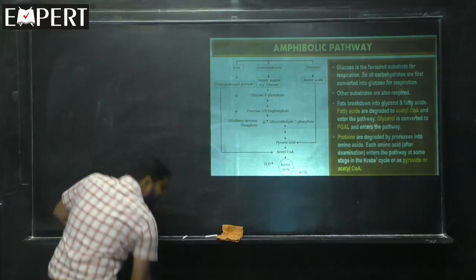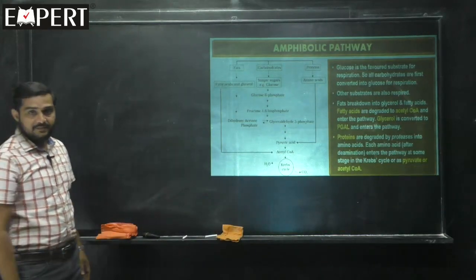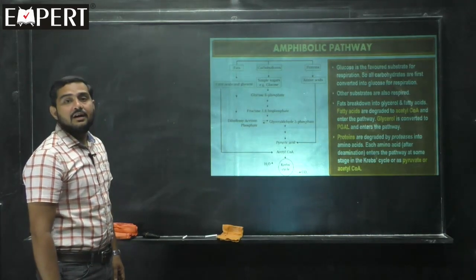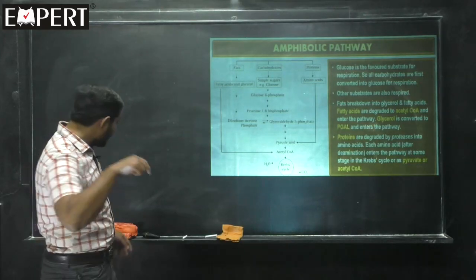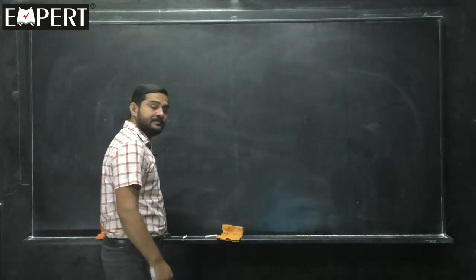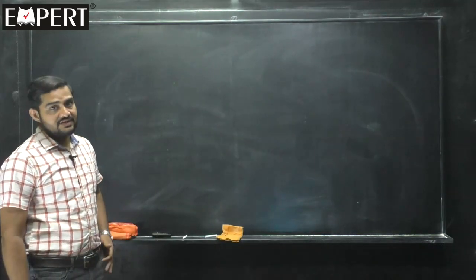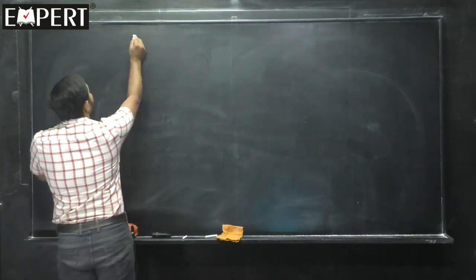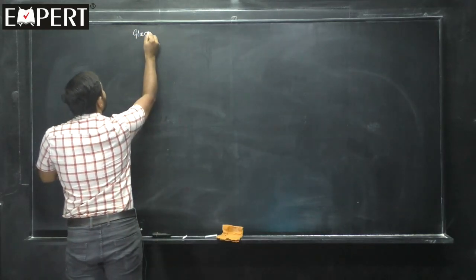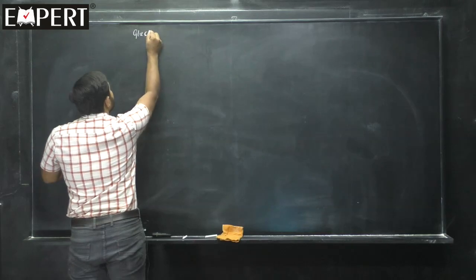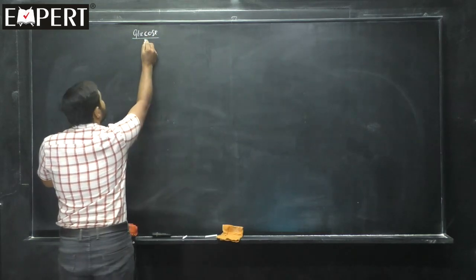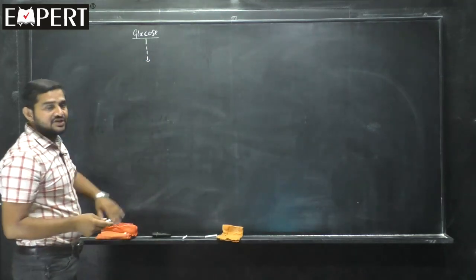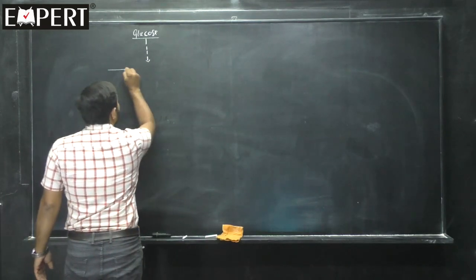Students, I will be heading forward to the next concept. The concept which I am going to discuss is called respiration as an amphibolic pathway. How is it? Let us discuss now. See carefully. I will be taking here the glucose. Glucose will undergo oxidation, and ultimately becomes two chemicals.